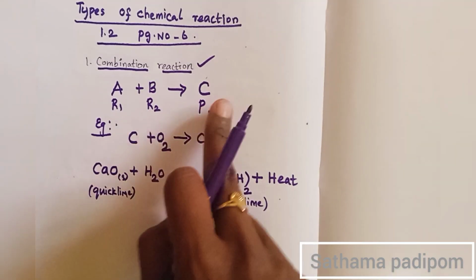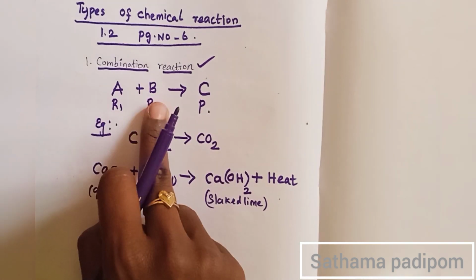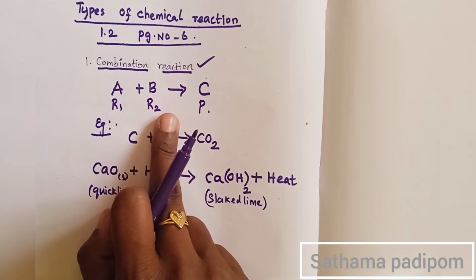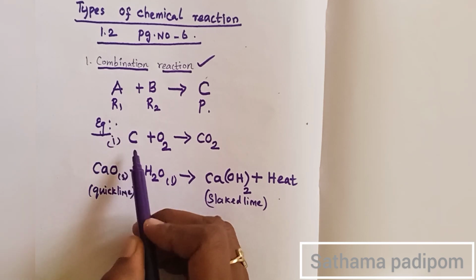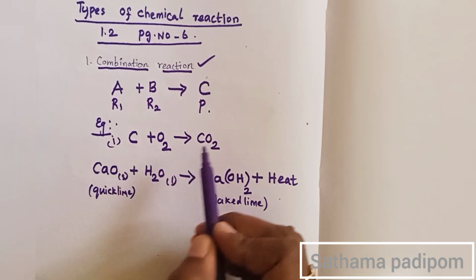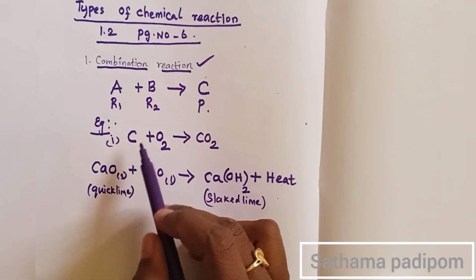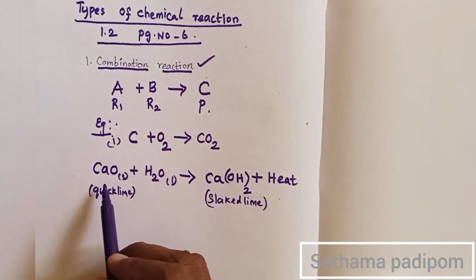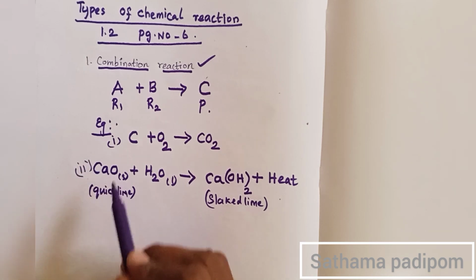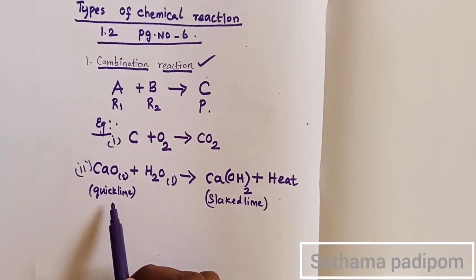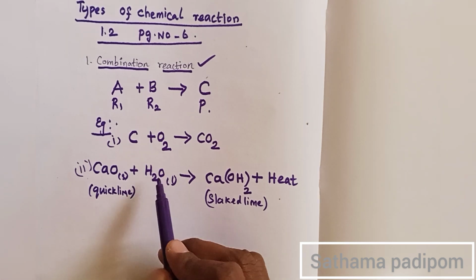When a single product is formed when two or more reactants combine together. Okay, so two examples we have discussed here. The one is when carbon reacts with oxygen, it gives carbon dioxide. It will happen in the atmosphere. And the second example, calcium oxide. It's the chemical name and the common name is quicklime. Okay, reacts with the water.